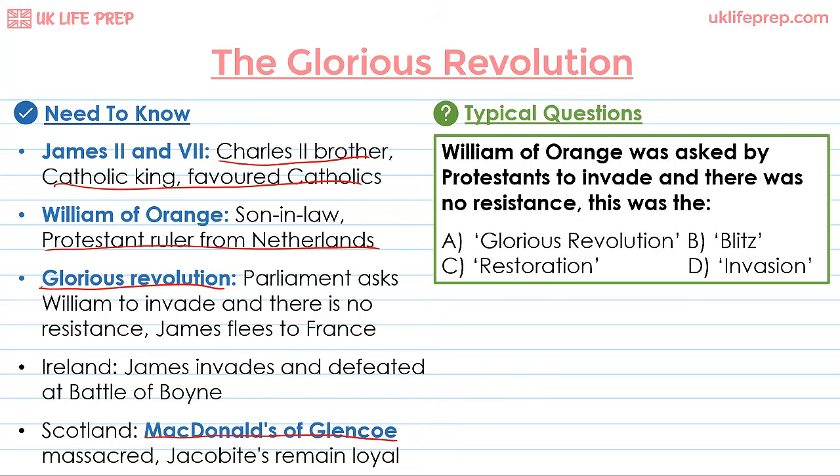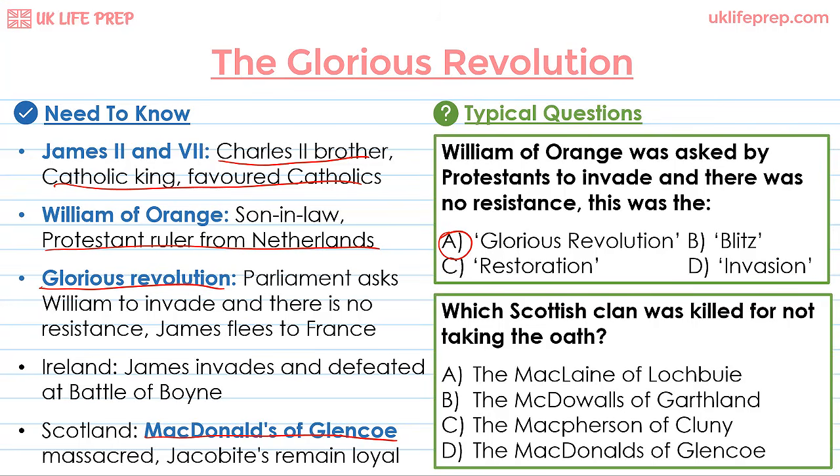Looking at some typical questions, the first question reads, William of Orange was asked by Protestants to invade and there was no resistance. This was called... We saw that this was called the Glorious Revolution, as there was no fighting involved. The next question reads, which Scottish clan was killed for not taking an oath? We saw that this was the MacDonalds of Glencoe.